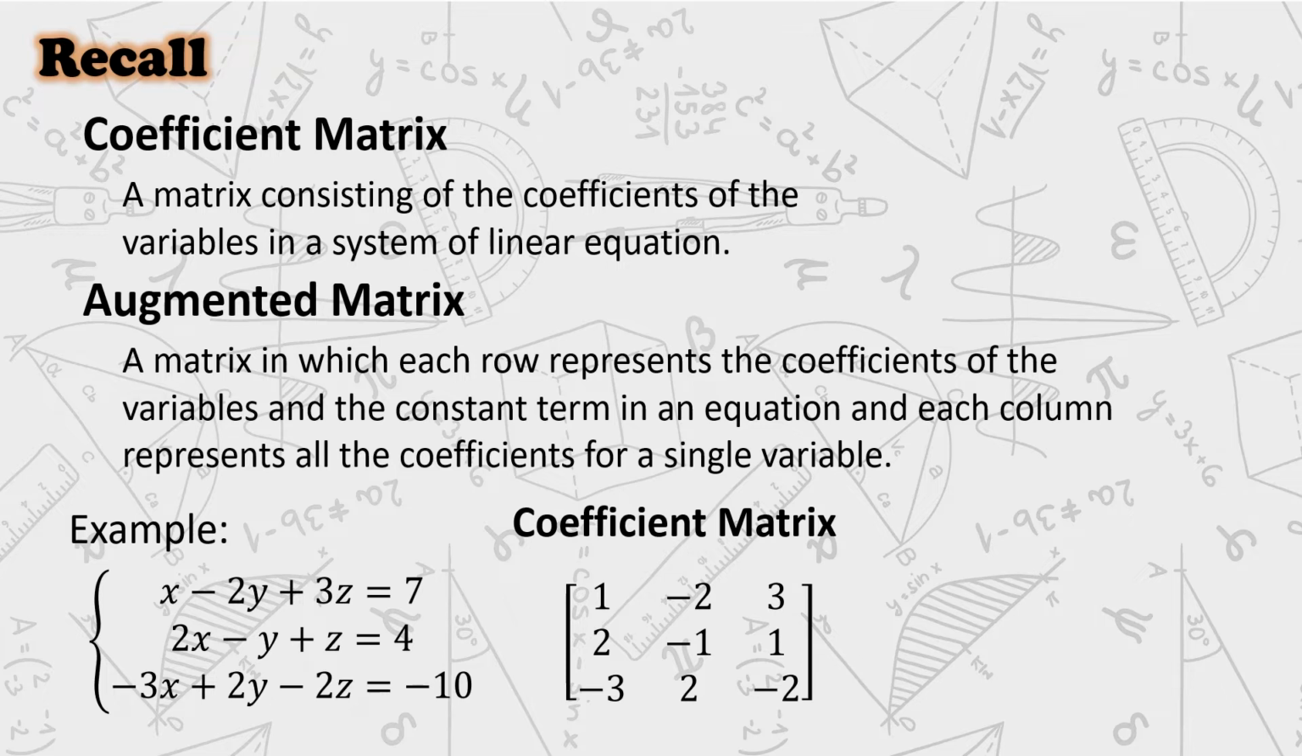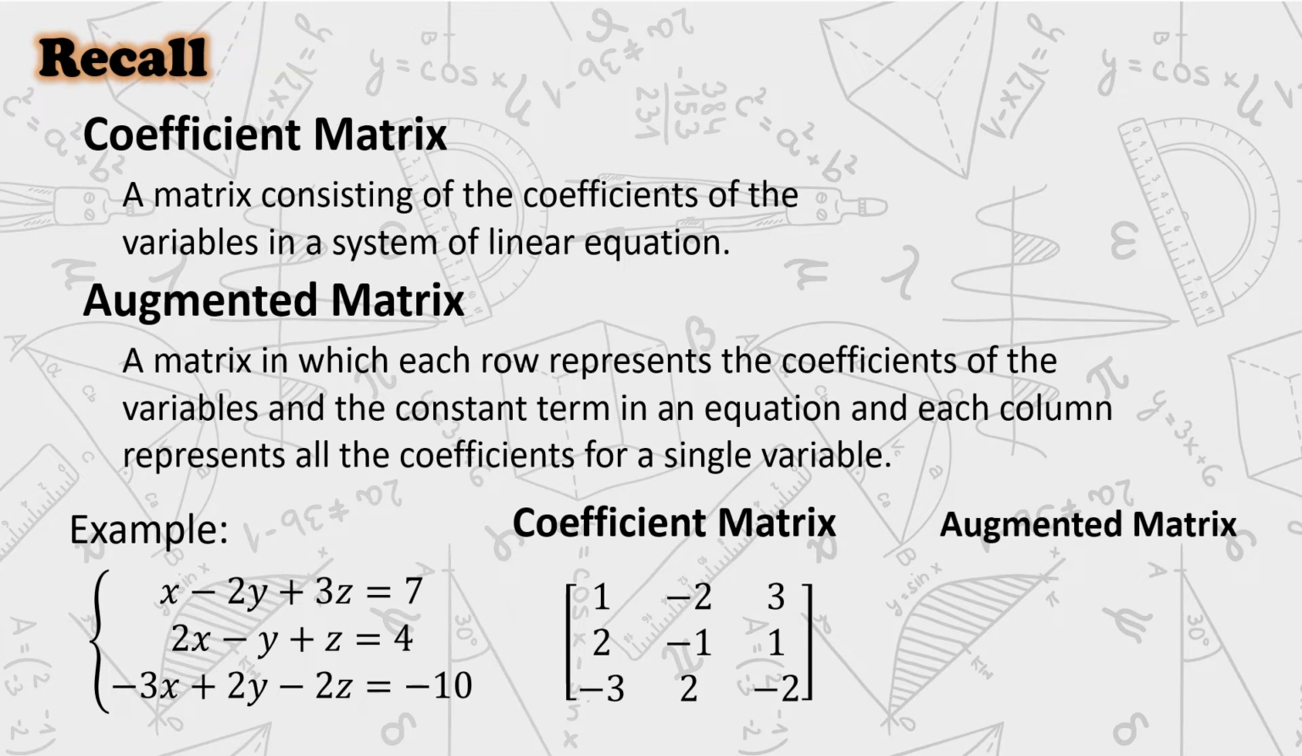Notice that the equations in the system are written in the standard form, so that in the coefficient matrix, the first column are the coefficients of the x variables in the three equations. The second column are the coefficients of the y variable in the three equations, and in the third column, we have the coefficients of the z variable.